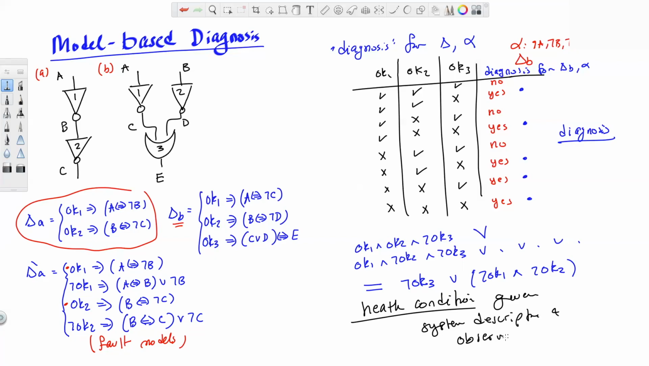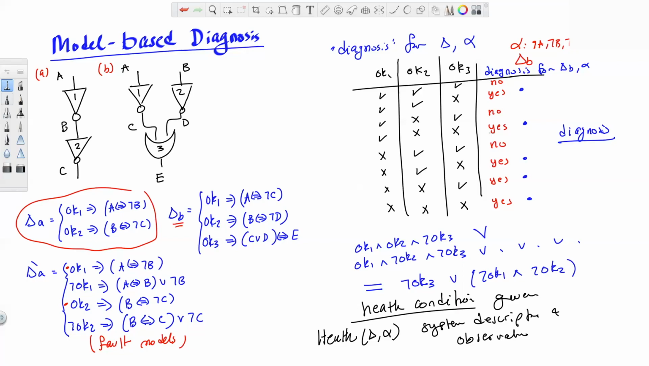So the notion of a health condition is defined for a particular system description and a particular observation. This is the systematic way of getting this, which we also notated by health of delta and alpha, right? One of you just did it intuitively, but if you go and systematically check every possible state of the system and collect those that are compatible with the observation and system description, take their observation, you get back your formula in that particular case. All right?